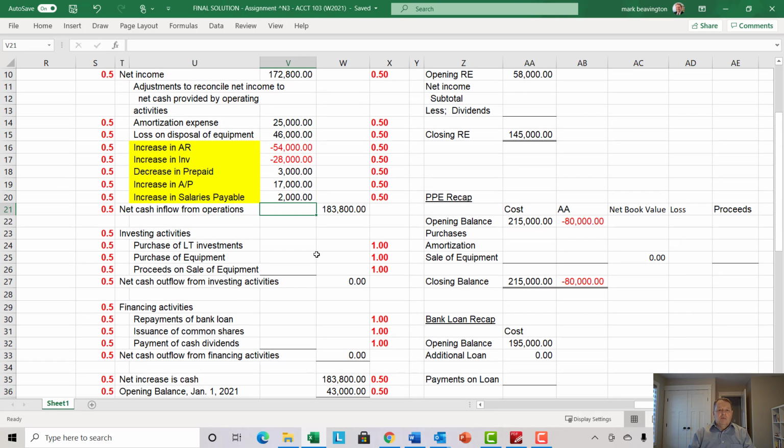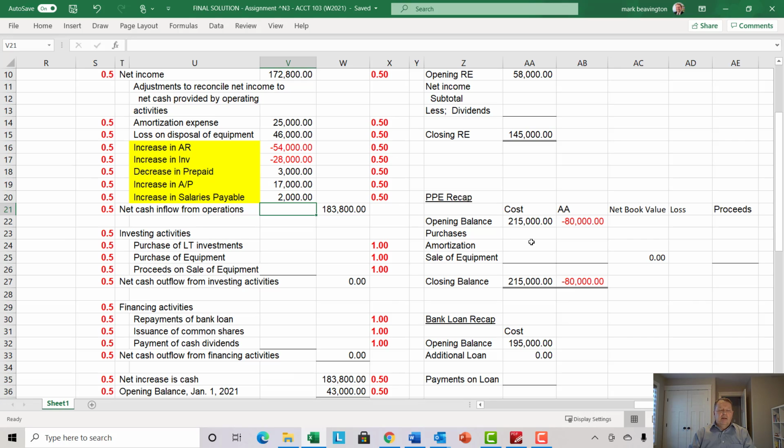Then we've got a little bit of homework to do here. We've got to do a couple of recaps. The first one we're going to look at is the property, plant, and equipment recap. We know the opening balances by looking at the ending balances for 2020, and that was 215,000 in cost and 80,000 in accumulated amortization.